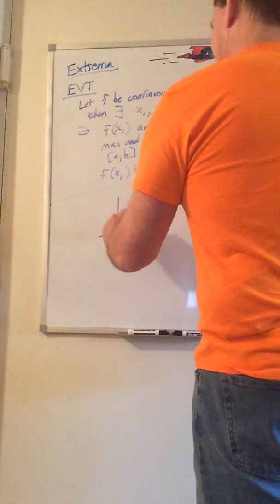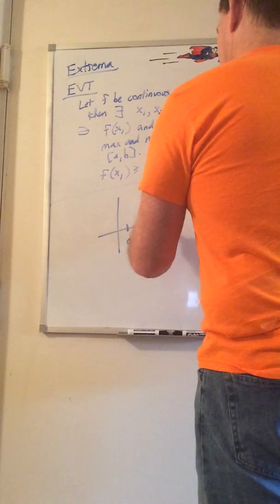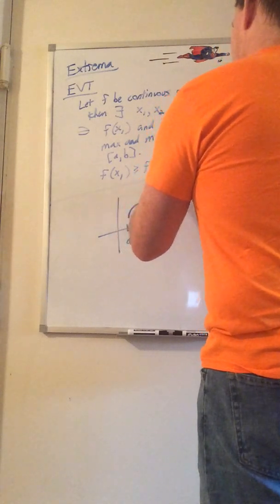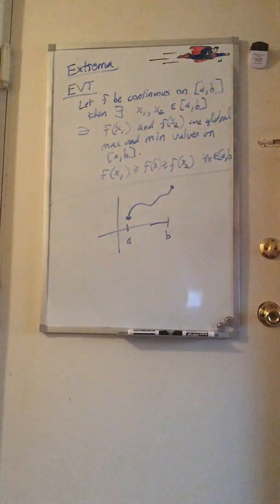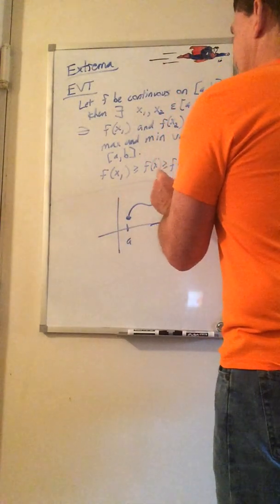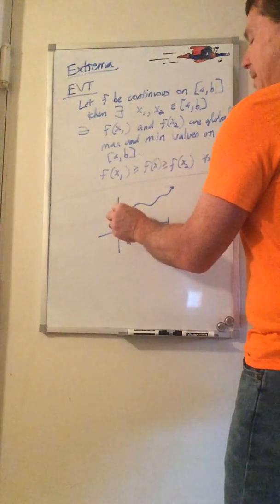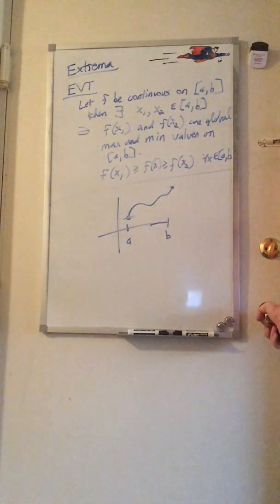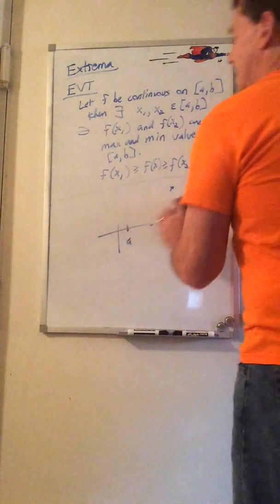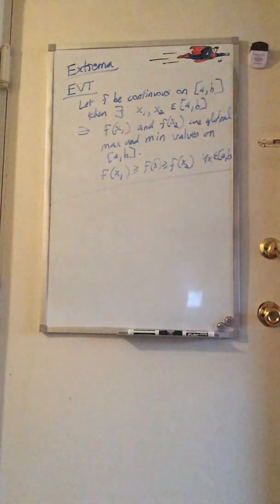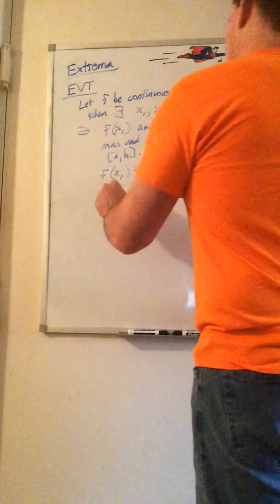So, if I have a closed interval, that's a, and that's b. If I have a continuous function on that closed interval, do I have a global max? Well, yeah, I actually do right here. Do I have a global min? Yeah, I do right here. Okay, the theorem holds. That's pretty trivial. So, why is that important then?